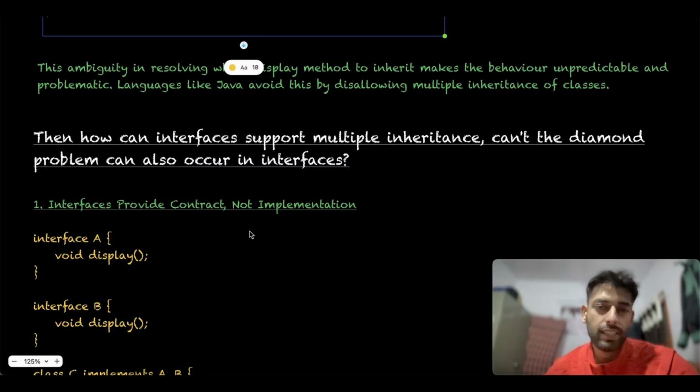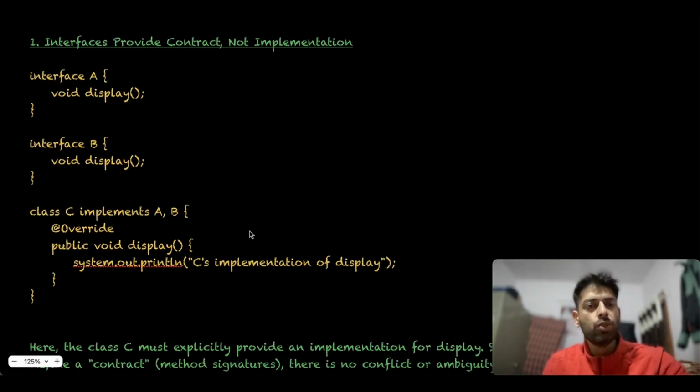So then how do interfaces support multiple inheritance? Because in interfaces the same situation can occur. So how do interfaces overcome this? There are two situations in which multiple inheritance will occur in interfaces, and by the explanation of that you will get to know how interfaces handle multiple inheritance and ambiguity.